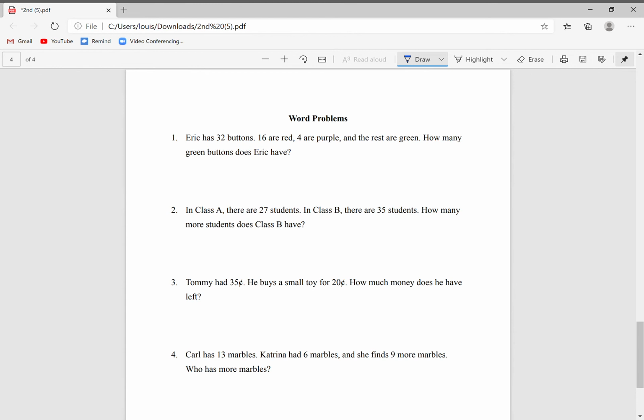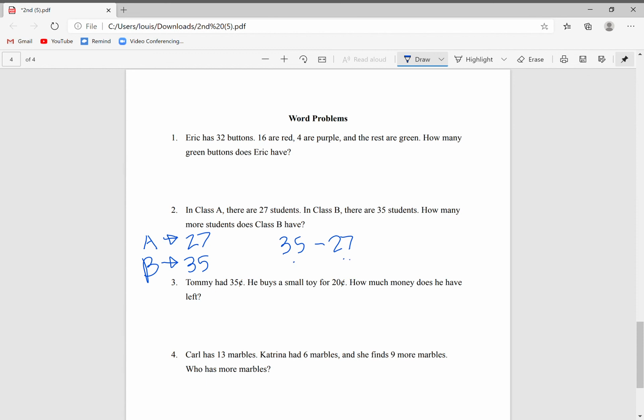Now, before we solve anything, it's good to write out the numbers. Class A has 27 students. In Class B, they tell us that Class B has 35 students. The question asks, how many more students does Class B have? If we compare Class B and Class A, we see that Class B has more students than Class A. How would we find the difference? We will find the difference by subtracting the two numbers, in order to find out how many more students Class B has than Class A.